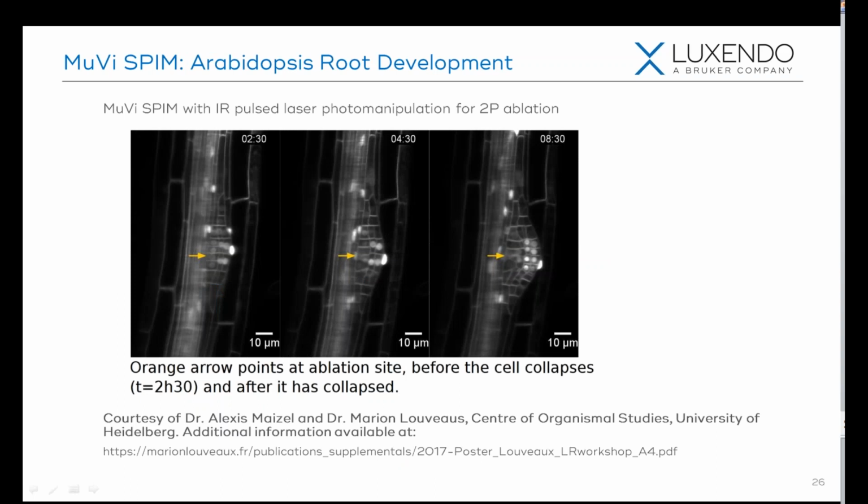And as an example of this, what I'm showing you here is root development in Arabidopsis, and the orangish yellow arrows are highlighting ablation sites before and after a cell collapses, and these researchers are studying what happens to the root formation if you essentially perturb a cell.